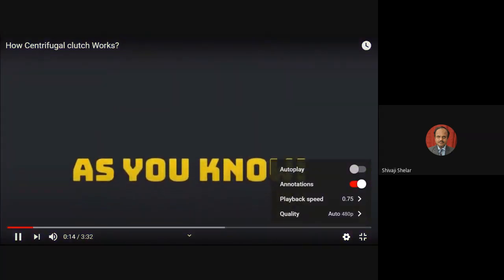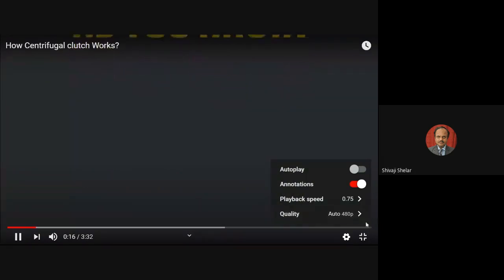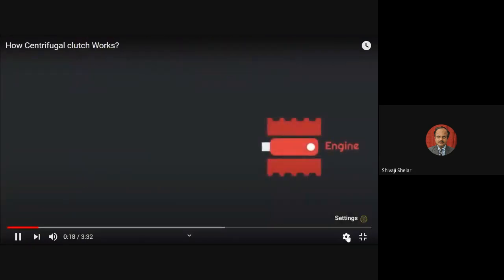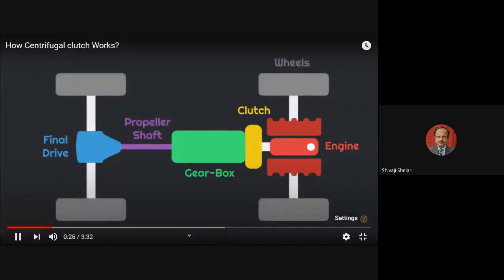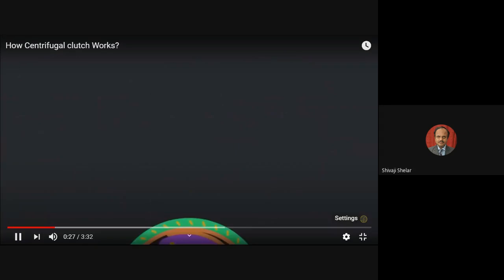In almost every vehicle, an engine requires a clutch, which allows the engine to start and brake it accordingly. Centrifugal clutch is also one of them. So today in this video we will discuss centrifugal clutch.